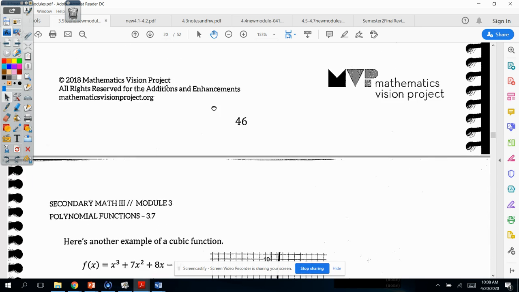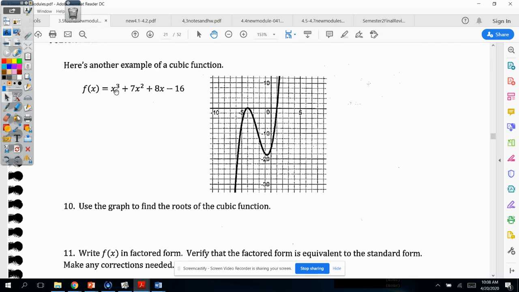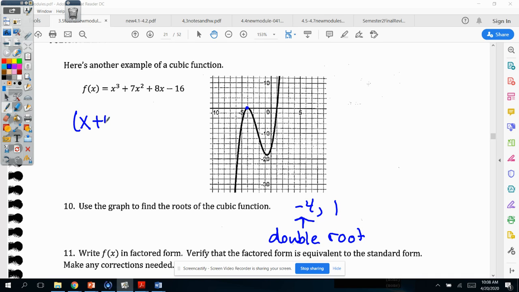Moving on. This one, the degree is 3, so we're looking for 3, but it looks like there are only 2 x-intercepts. So it looks like maybe you're at -4 and 1, but because this is a bounce, the -4 is what we would call a double root or multiplicity 2. That can show up in factored form by x minus the root. So x minus -4 would be an x plus 4, but since it is a double root, we would square it and then an x minus 1.